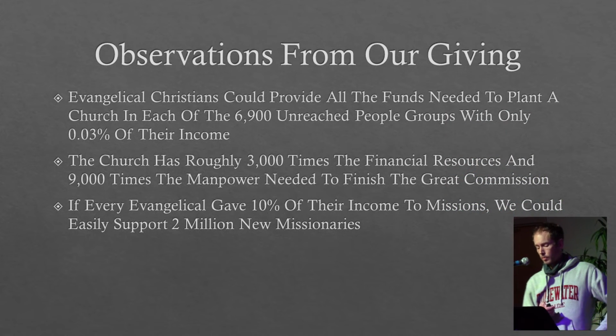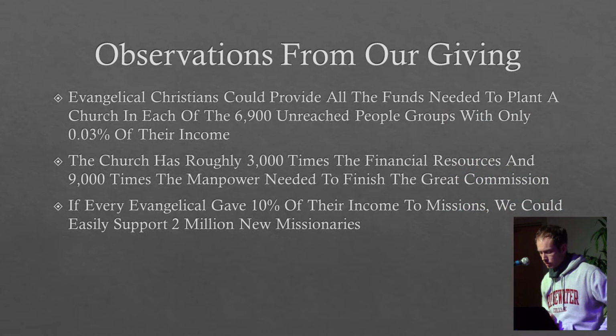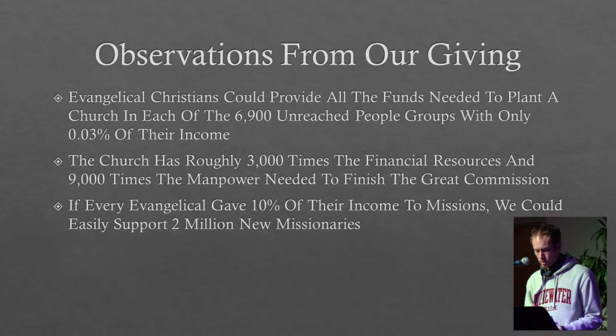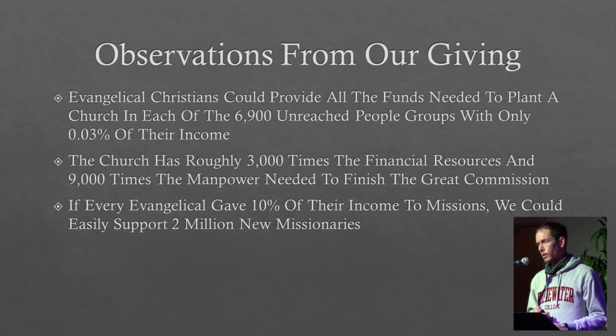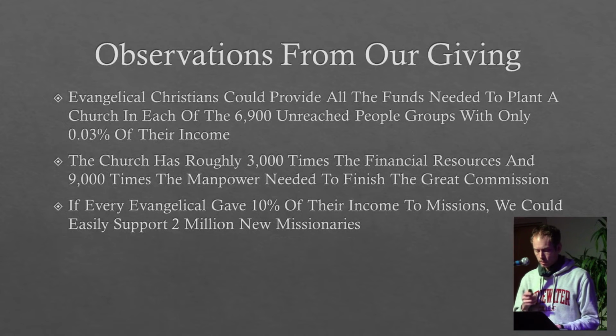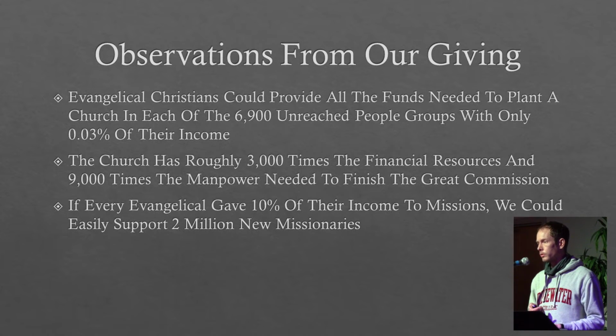So, observations from our giving. Evangelical Christians could provide all the funds needed to plant a church in each of the 6,900 unreached people groups with only 0.03% of their income. The church has roughly 3,000 times the financial resources and 9,000 times the manpower needed to finish the Great Commission if we would just get busy and do what the Lord told us to do. If every evangelical gave 10% of their income to missions, we could easily support another 2 million missionaries going out into the world. Can you imagine 2 million missionaries? We would finish the Great Commission like that. I mean, we could finish it in a year.